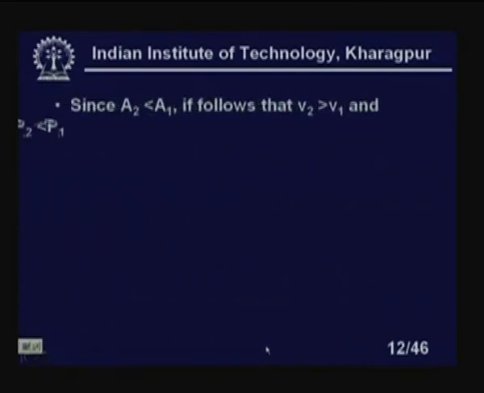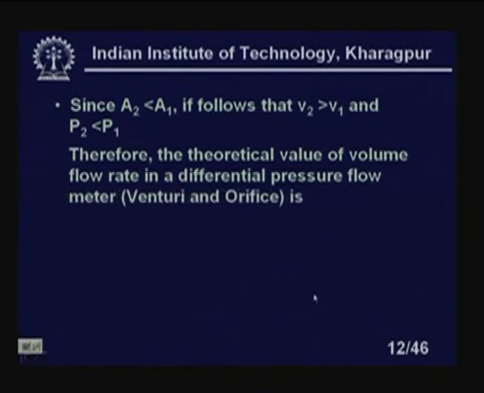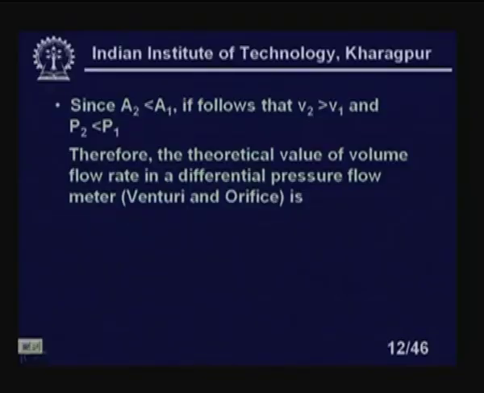Let us go to the next slide. Since A2 is less than A1, it follows that V2 will be greater than V1 and P2 will be less than P1, right. That is obvious from the last equation. V2 will be greater than V1, and that means the flow velocity at the restriction or at the minimum area of cross section is high compared to the upstream flow velocity, right. We are not interested in that, we are exactly interested in the volumetric flow rate, that is the same both in the upstream and downstream.